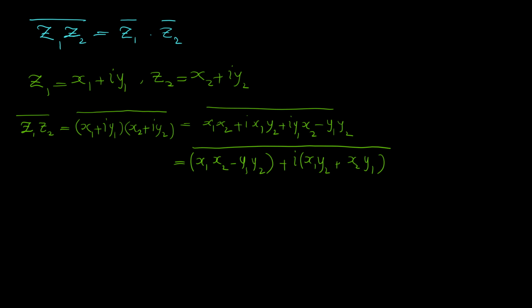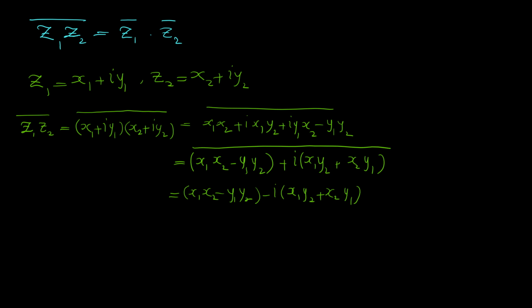Now the conjugate of this expression is simply x1 x2 minus y1 y2 minus i times (x1 y2 plus x2 y1). This is the conjugate of this number. And now let's calculate the other side.